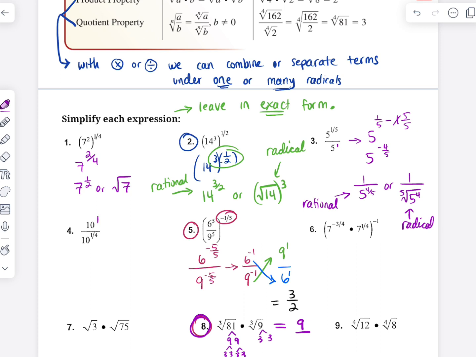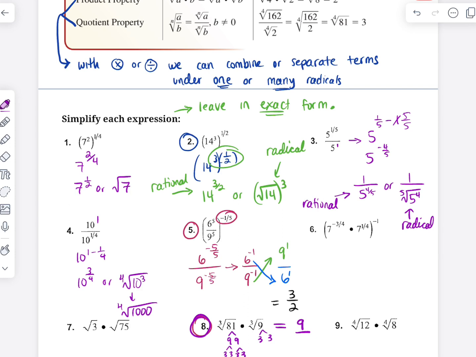All right, now we have 10 to the 1st minus a 4th. So that's going to leave us with 10 to the 3/4, or the 4th root of 10 to the 3rd. Now, in this situation, unlike in number 3, I would probably want to see, if you went the radical route, the 4th root of 1,000. Okay, that's not that difficult to evaluate, and in my opinion looks a little cleaner. But again, not a huge deal for that one.